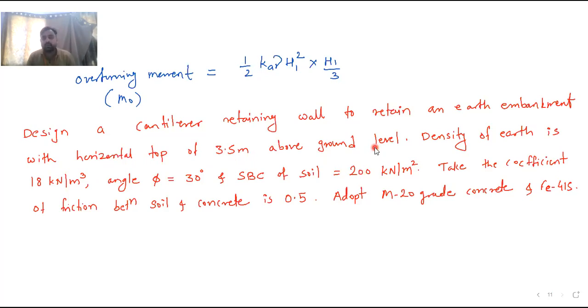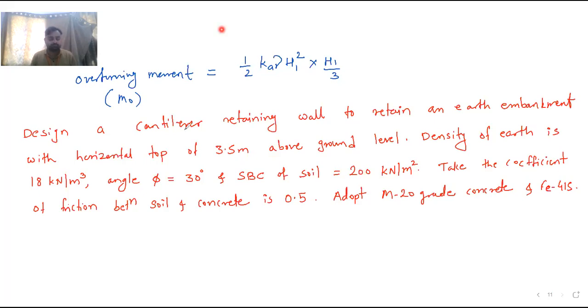They have mentioned specifically, the density of the earth, that is the density of soil, gamma, is given to you: 18 kilonewton per meter cube. Phi is given to you as 30 degree. The safe bearing capacity Q0 is 200 kilonewton per meter square. The coefficient of friction mu between soil and concrete is 0.5. The grade of concrete is M20 and Fe415. So this is the given data. First of all, we will write what is given.